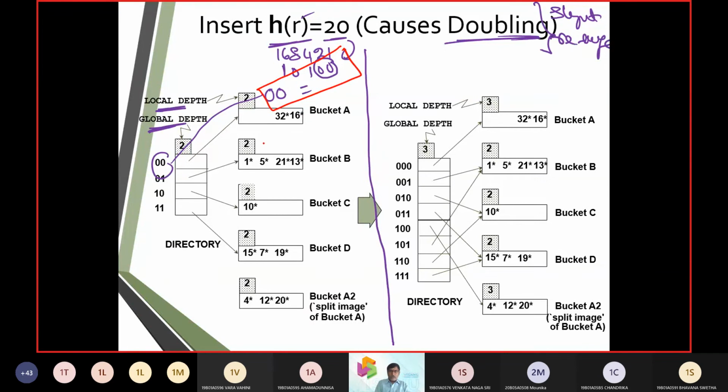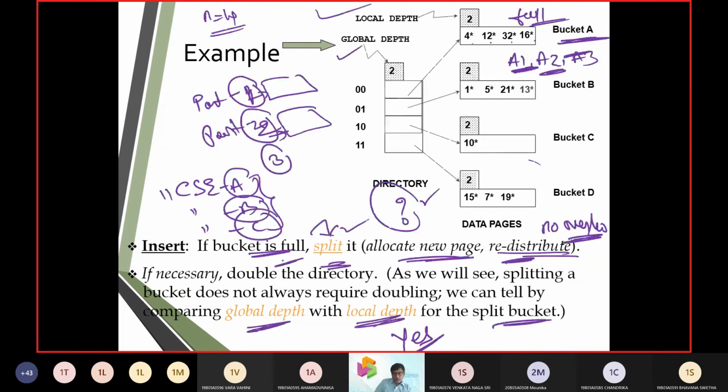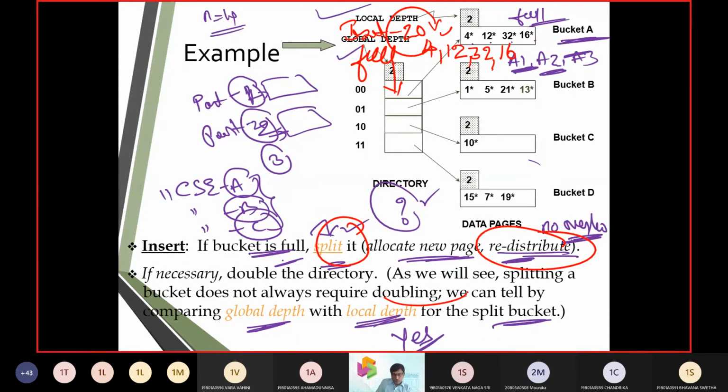That means we have to split A. Why we have to split A? The reason was I'm going to have 4, I'm going to have 12, I'm going to have 32, I'm going to have 16. Now if I am going to insert 20 here, the bucket was full. What to do? You have to split, you have to redistribute, you have to double it.